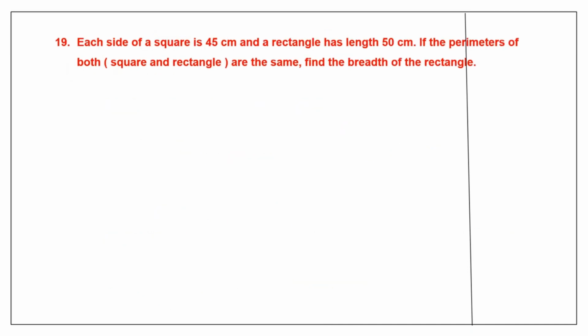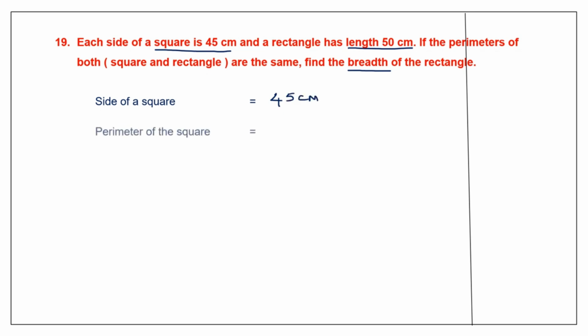Question 19. The side of a square is given as 45 centimeters and a rectangle has a length of 50 centimeters. If the perimeters of both the square and the rectangle are the same, find the breadth of the rectangle. Since the question says the perimeters are the same, let's find the perimeter of the square first. The side of the square is given as 45 centimeters.